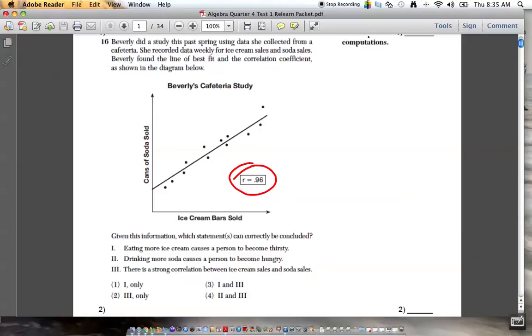There is a strong correlation, that's the R is 0.96, between ice cream sales and soda sales. That is true, and that's choice 2. See, the other ones, if they said there was a correlation, that would be a true statement, but they use cause, and one doesn't necessarily cause the other. Next up.